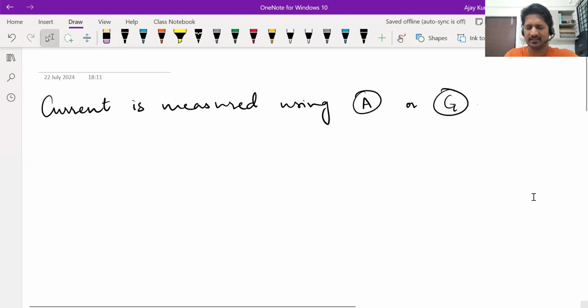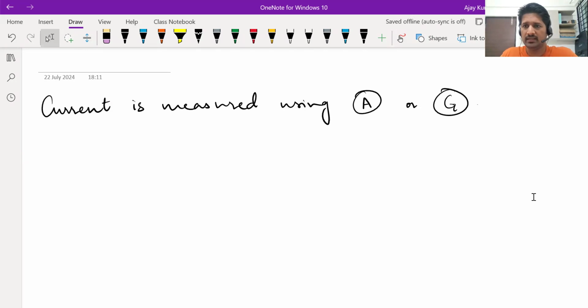Okay. See, galvanometer measures very small currents. Okay. What do we mean by very small currents? Usually it will be in the range of milliampere. That's 1/1000th of an ampere. So 1 to 10 milliampere or something like that. It will be in that range.